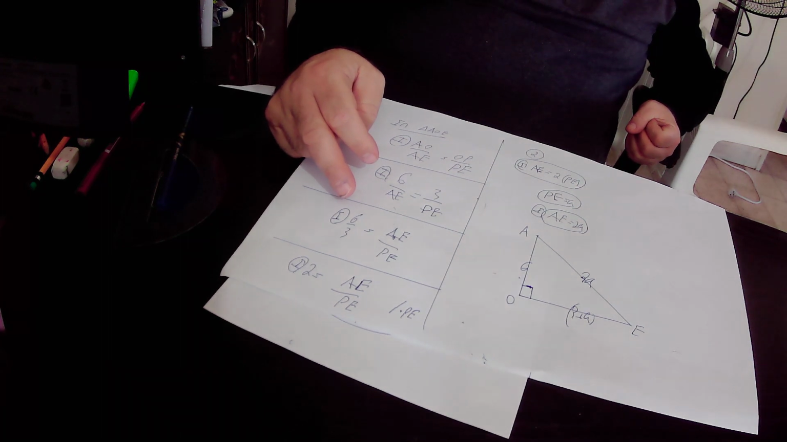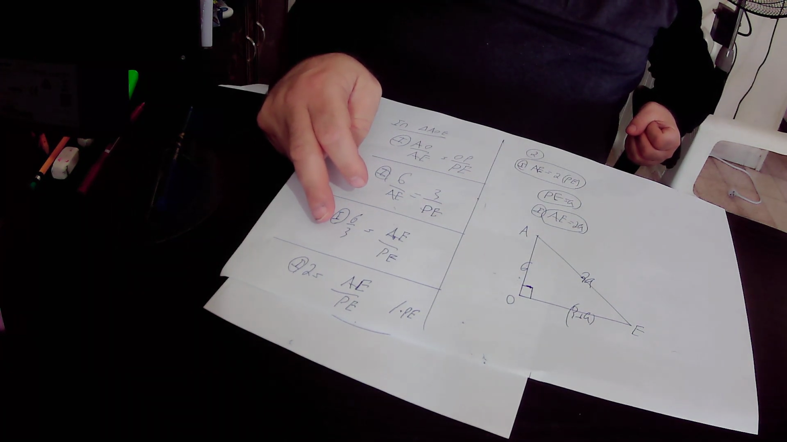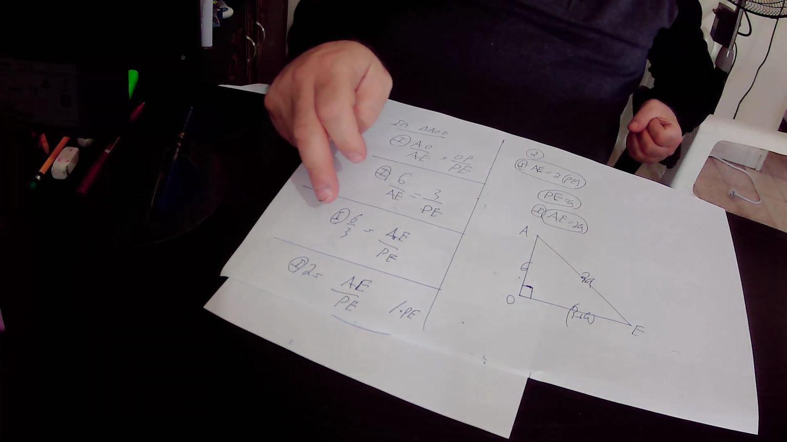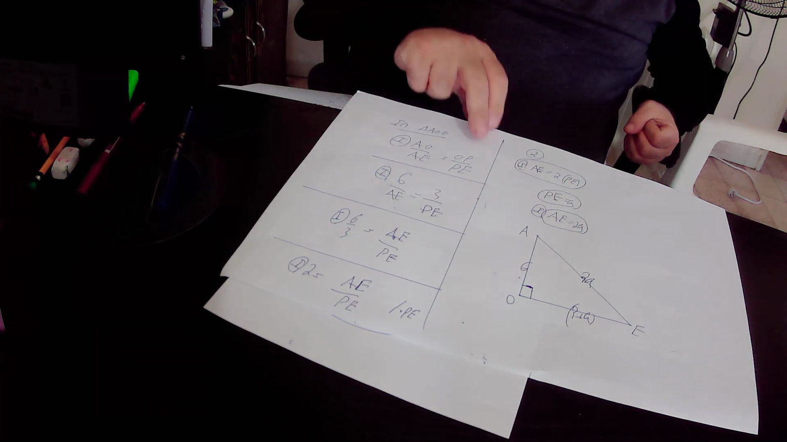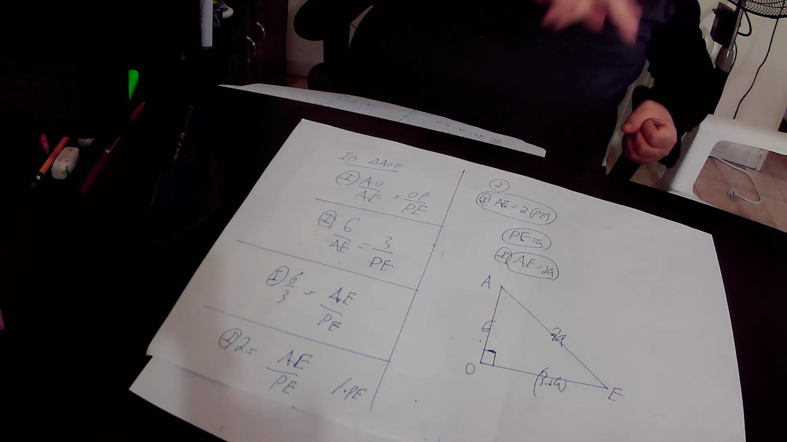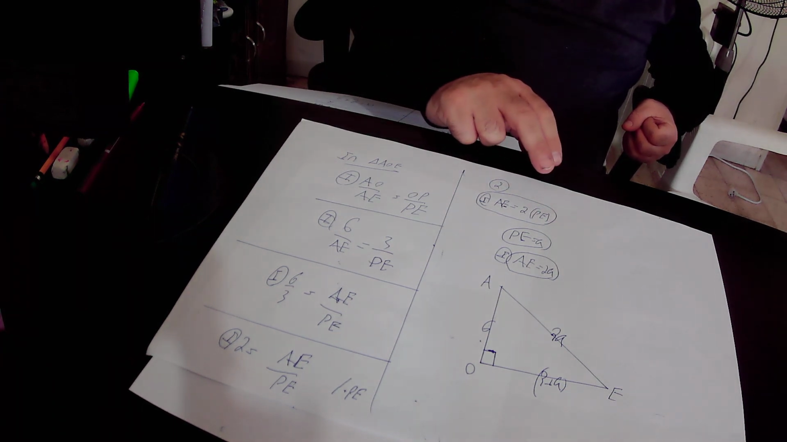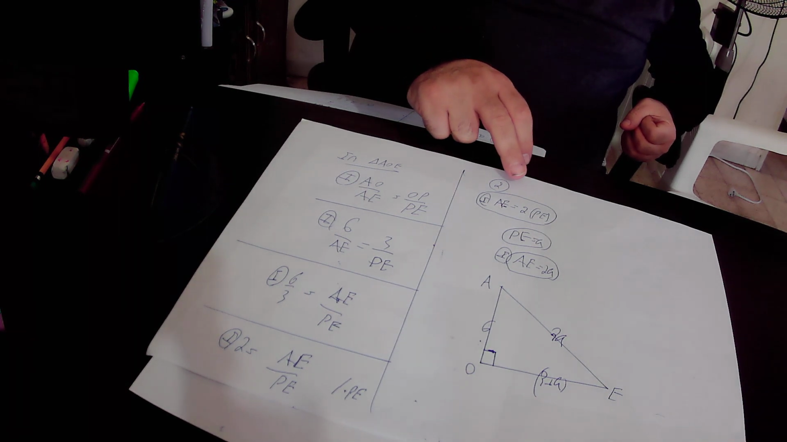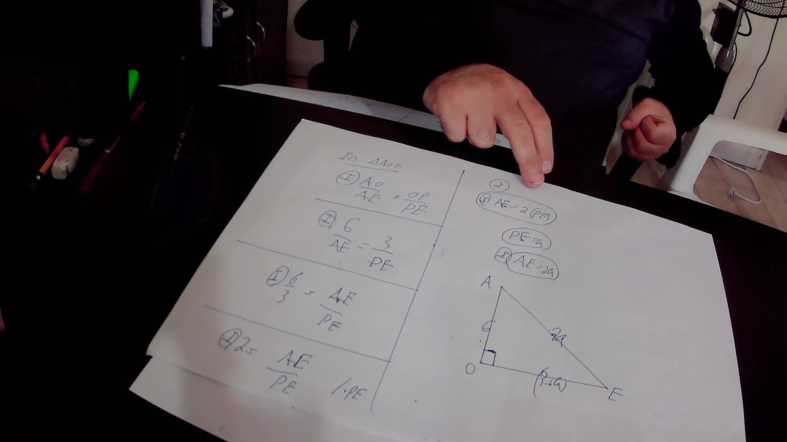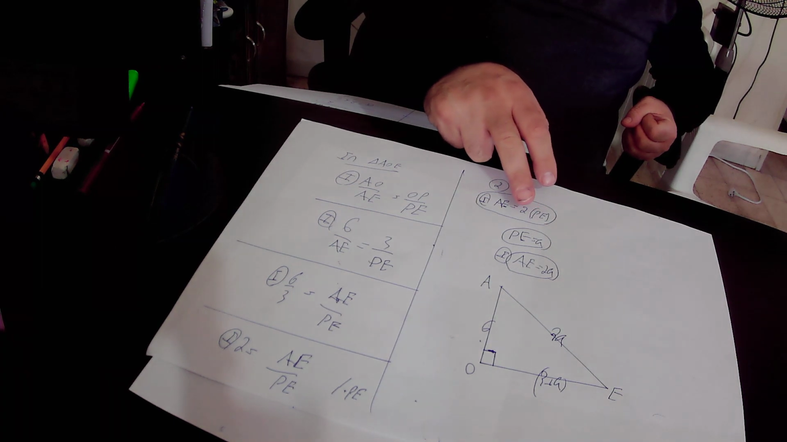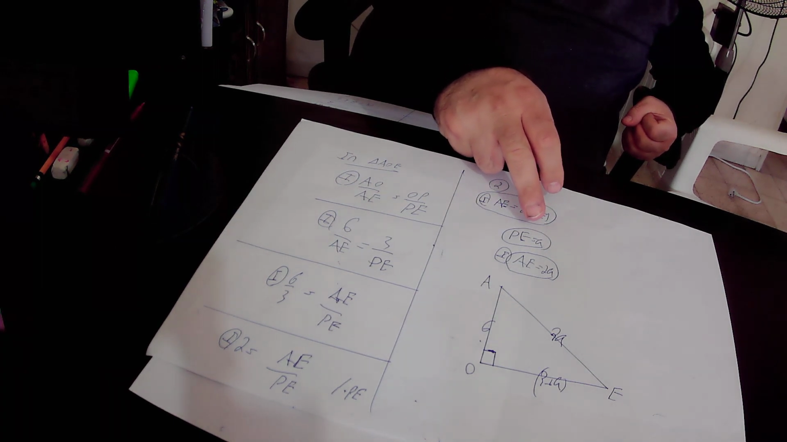6 over 3 is 2. So in conclusion, according to equation number 1, 2 equals AE over PE. We multiplied equation number 1 by PE, and we got that AE equals 2 times PE. We defined PE as A. Therefore, AE will be equal to 2 times PE, that is 2A. So PE equals A according to our definition, and AE must be equal to 2A.